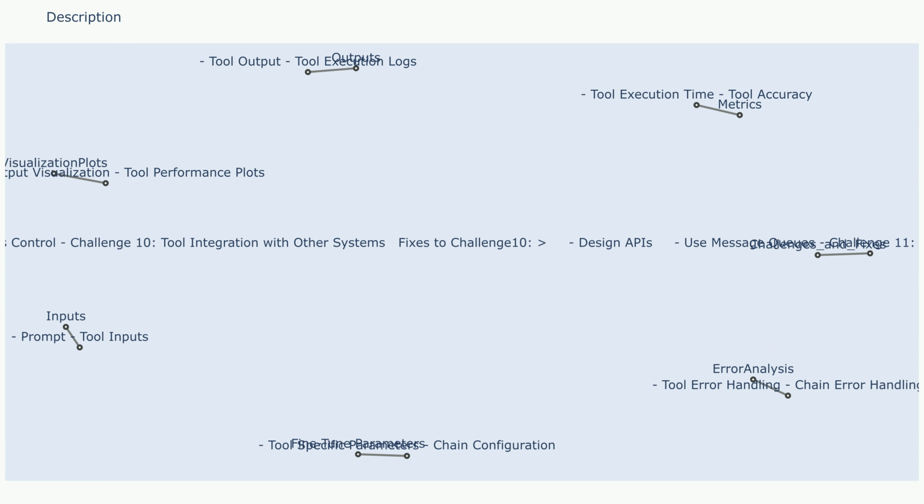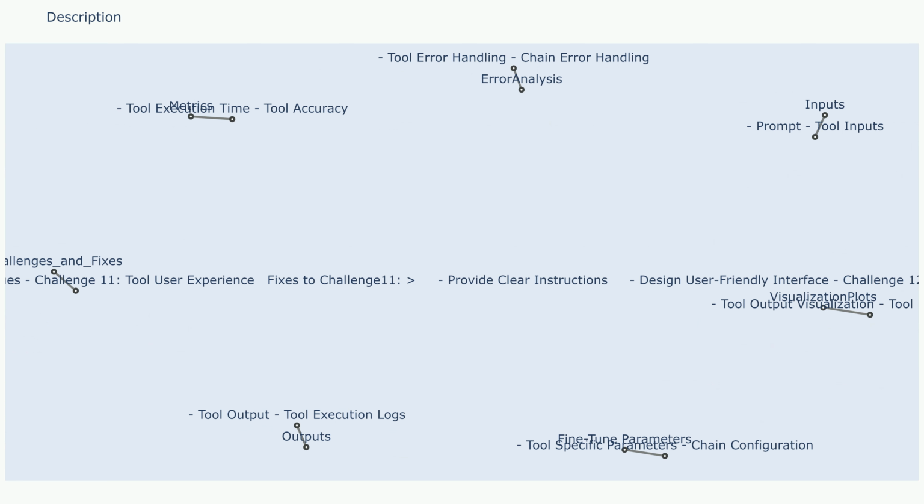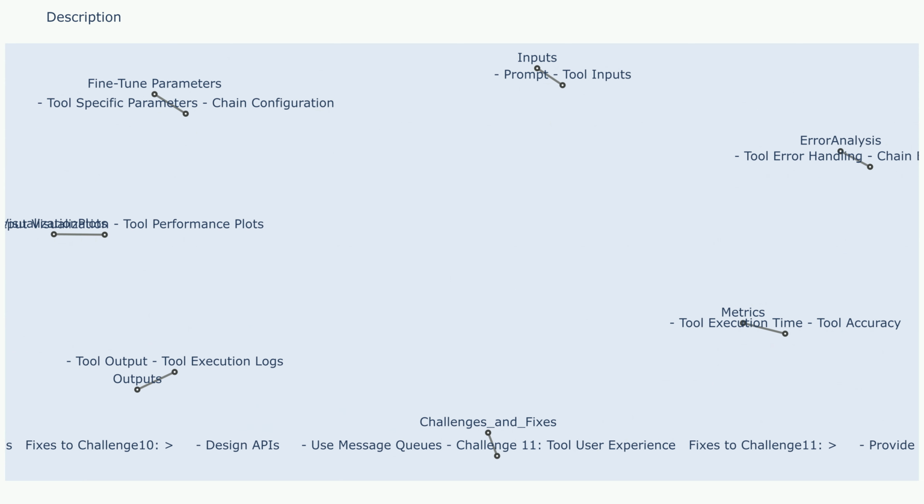Steps. Step 1. This describes a specific action or operation performed by the tool as part of its execution process. Steps help break down the tool's functionality into manageable units, making it easier to understand and debug. For example, a step could involve retrieving data from a database, processing text using a language model, or generating a visualization.